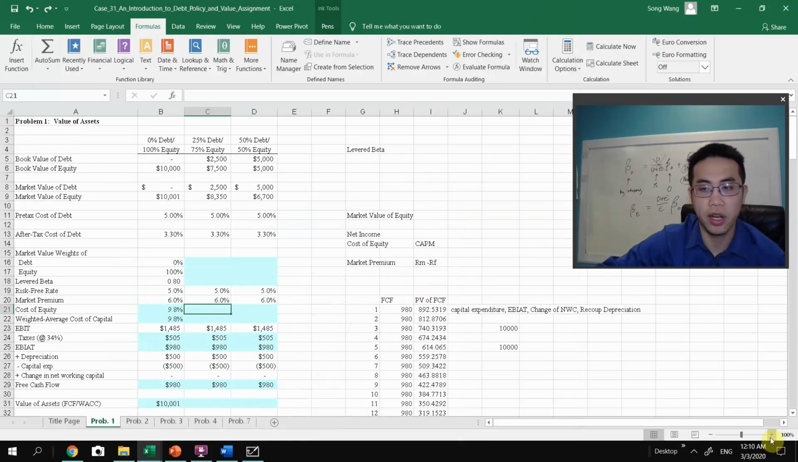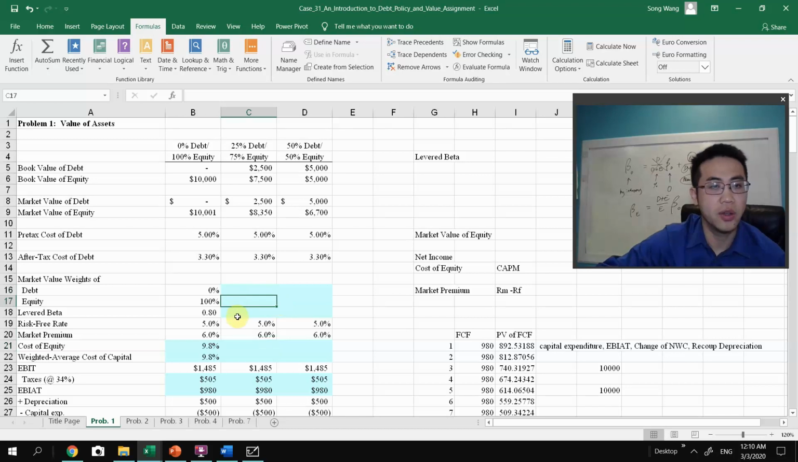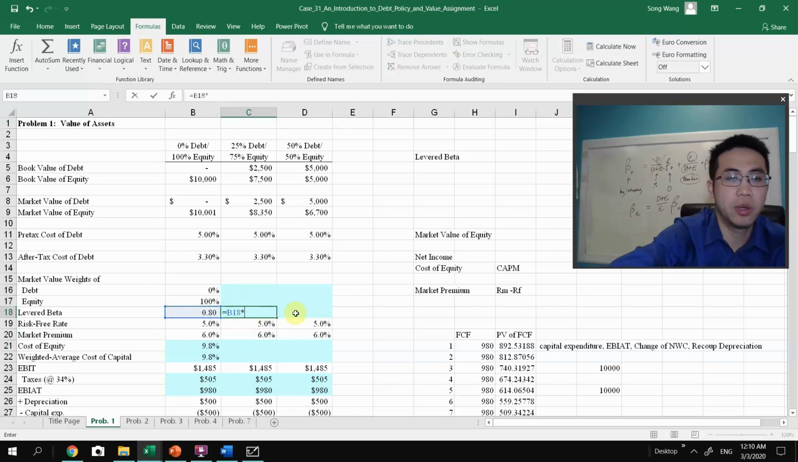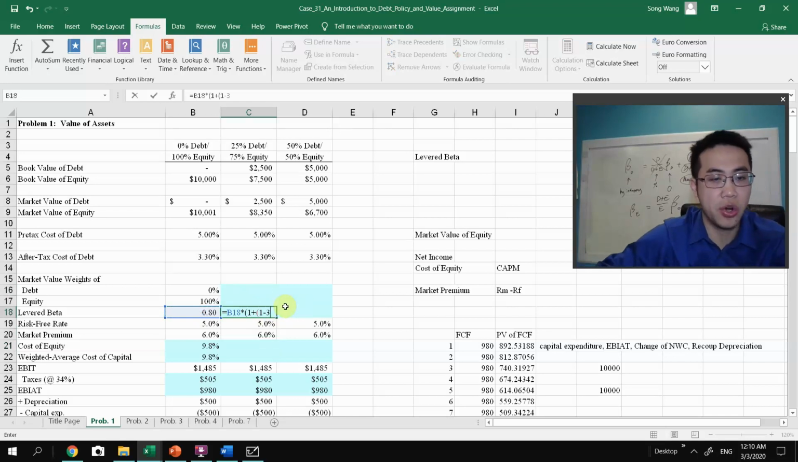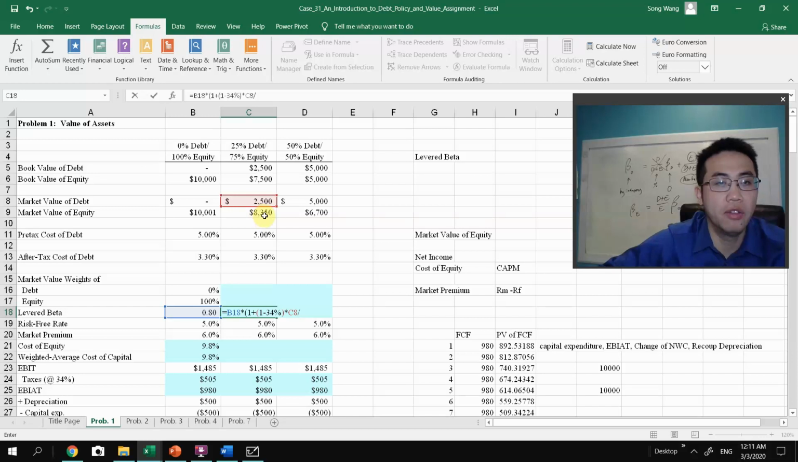So this is where I got left out last time. So right here you need to solve the levered beta. So it equals the unlevered beta multiplied by 1 plus, then 1 minus the tax rate, which is the 34%, okay, times the amount of debt over the market value of equity.